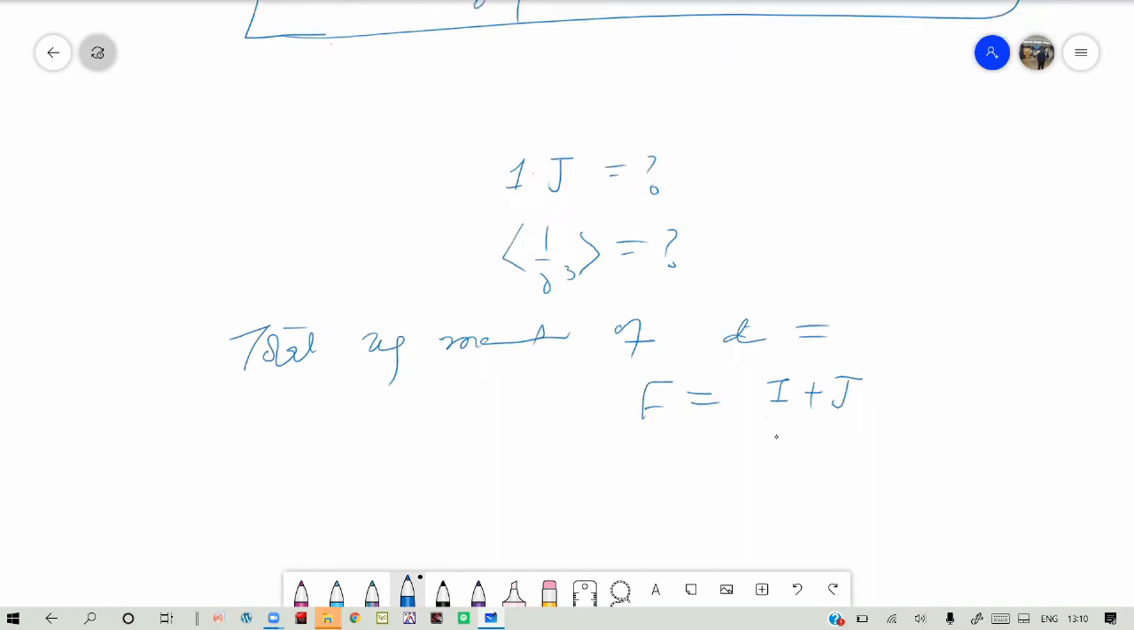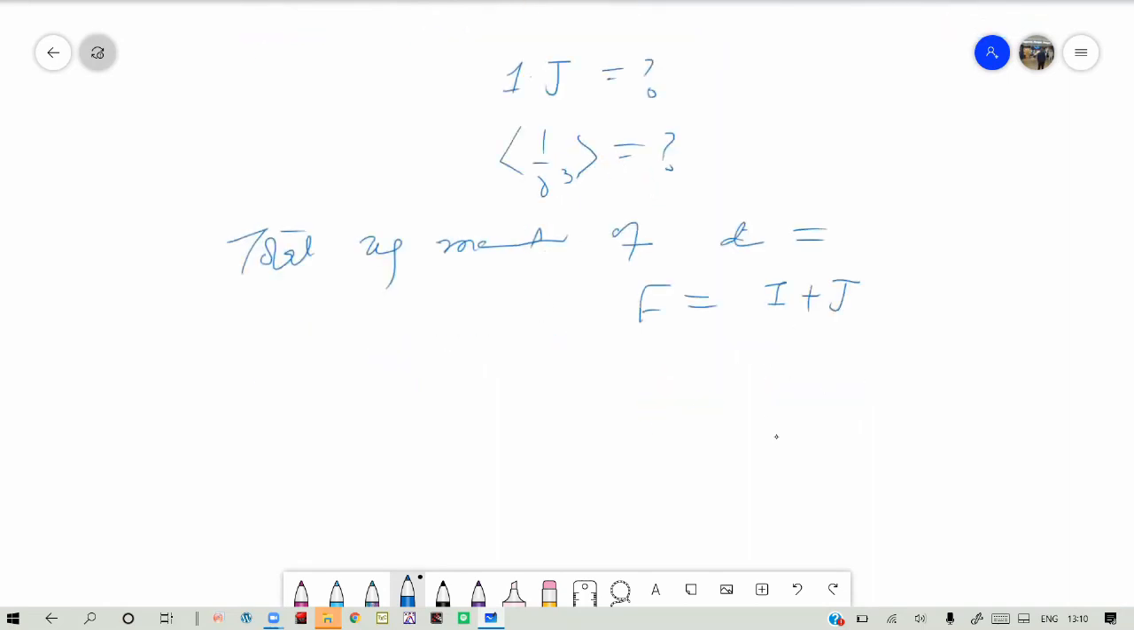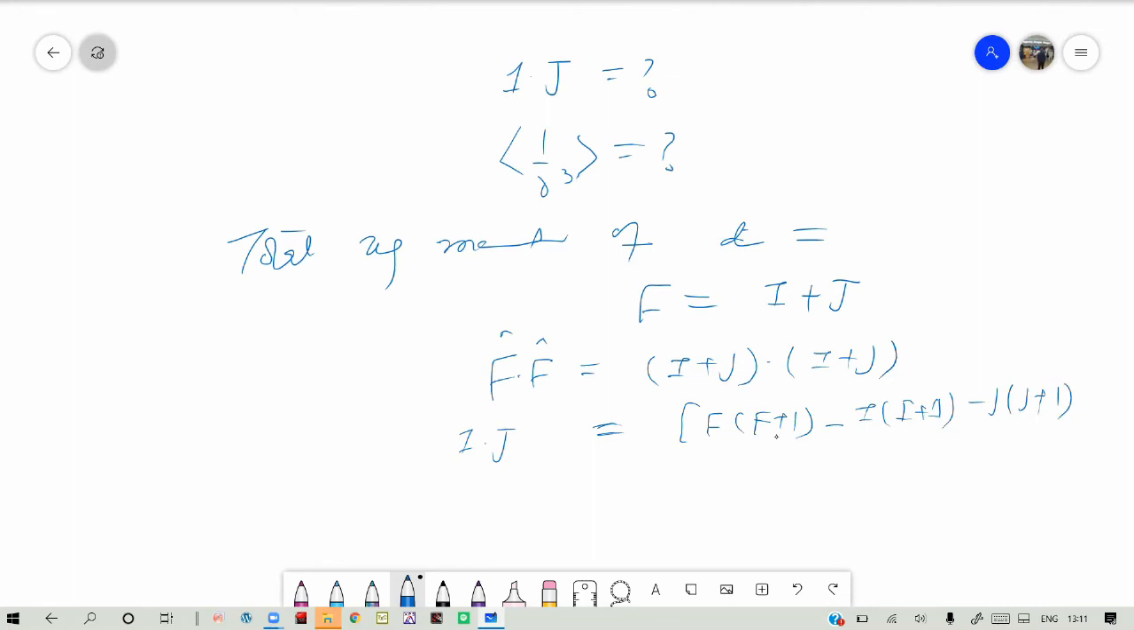So you know that, just as you had done for I, J equal to L plus S, here F is equal to I plus J. So the algebra is the same. And we can write F dot F is equal to I plus J dot I plus J. If you want to find I dot J here, that will be equal to F into F plus 1 minus I into I plus 1 minus J into J plus 1, times ħ square divided by 2.